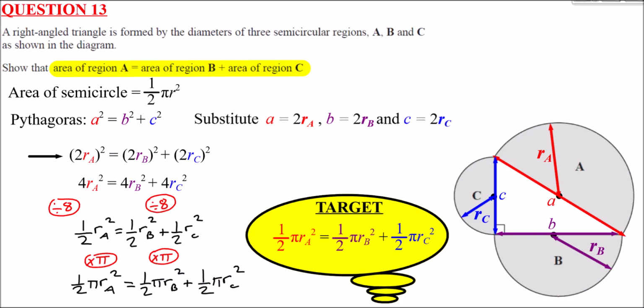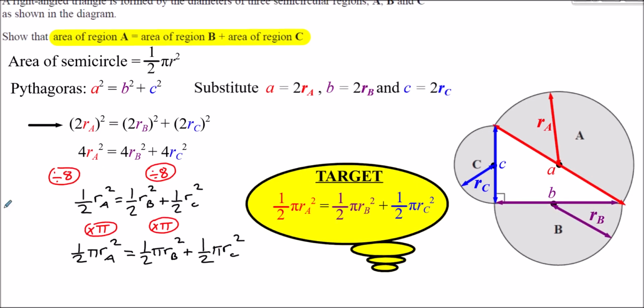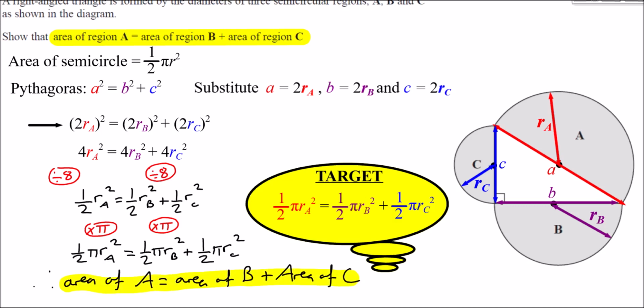So just to impress the examiner with one final extra piece of working, just conclude by returning to what you wanted to prove. So therefore, the area of A equals area of B plus area of C. That's what we wanted to prove. We have done, so we can sigh a relief. We've done it. Quite an awkward question, but there you have it. Sometimes they can be fairly nasty.